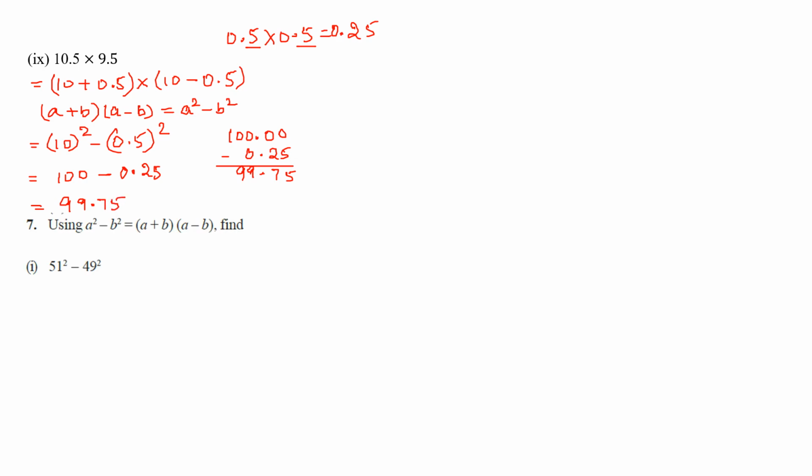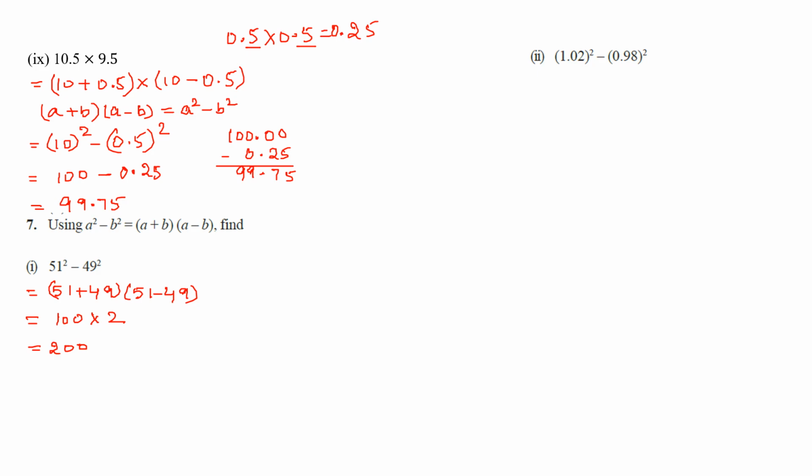Now question number 7. Using a square minus b square equal to a plus b into a minus b, find first one, 51 square minus 49 square. Now it is in the form of a square minus b square. So I have to write a plus b, because my a is 51 and b is 49, and a minus b, which is 51 minus 49. Now 51 plus 49 will give me 100, and 51 minus 49 is 2, so 100 into 2 is 200.